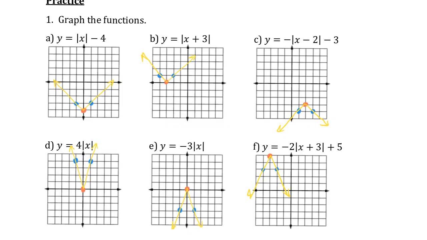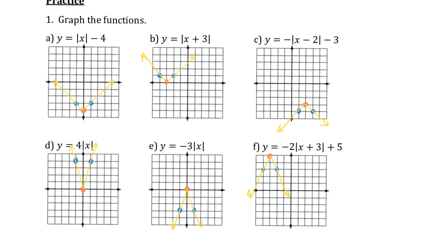Okay, this one didn't move, so it's still at 0, 0, but it had a vertical stretch. So instead of going right 1, up 1, I went right 1 and I went up 4 to stretch it by 4. Same on the left, went up 4. Okay, no translations. So it's still at 0, 0. It's opening down because of the negative, and it's stretching by 3, so I went right 1, down 3, left 1, down 3. Okay, and then the last one, left 3, up 5.